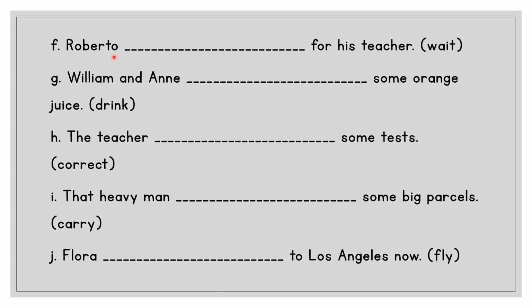F. Roberto. How many people is Roberto? 1, 2, 3, 4. Tak ada orang? Okay, just one. So what should we use? Is. So again, Roberto is waiting for his teacher. Okay, next. William and Anne. Okay, how many people is William and Anne? William, 1, Anne, 2. So, 2 people. So, is or are? Tengok verb dia drink. Jadi, drinking. So, William and Anne are drinking some orange juice.